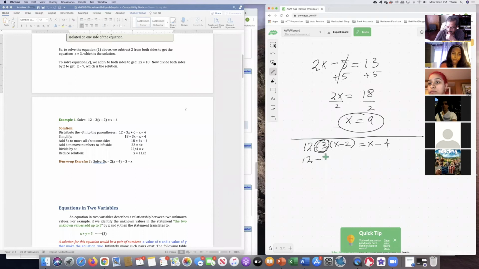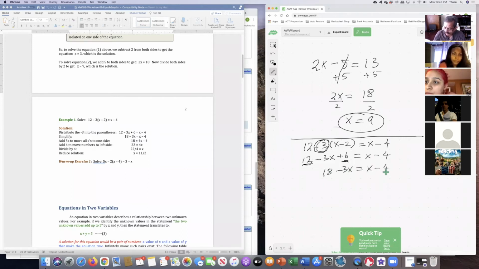That'll make it minus 3x, and then minus 3 times minus 2 is plus 6, equal to x minus 4. So I eliminate the parentheses, and next thing is reduce each side. 12 and 6 are like terms, add them up. That'll be 18 minus 3x equal to x minus 4.